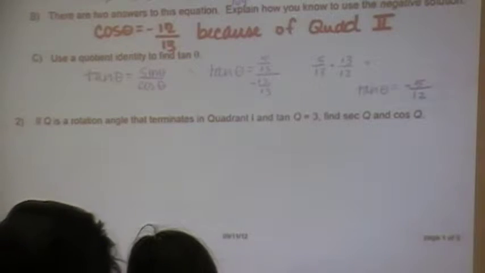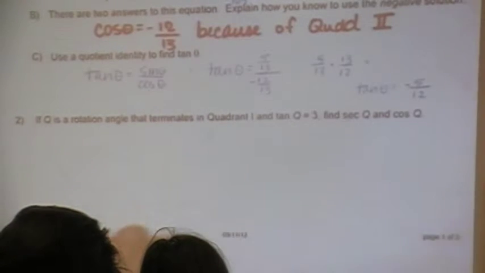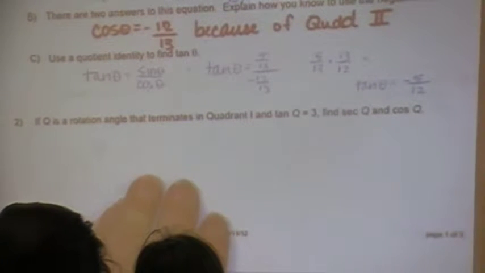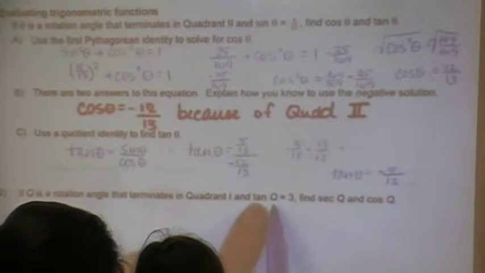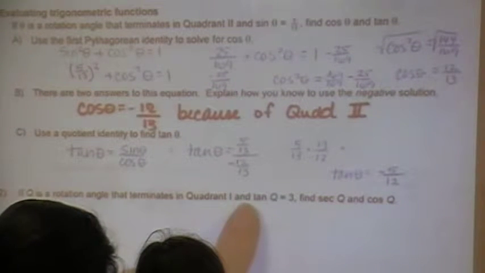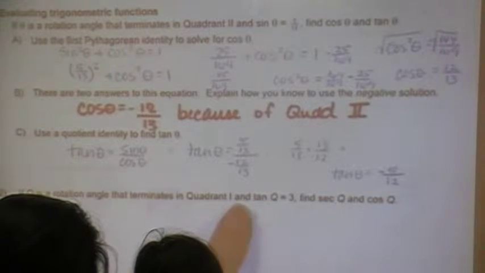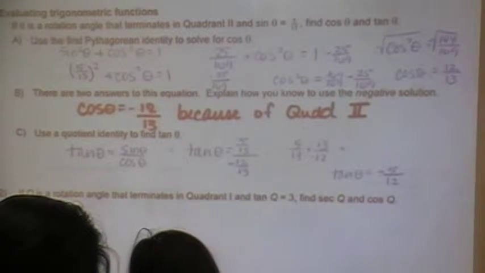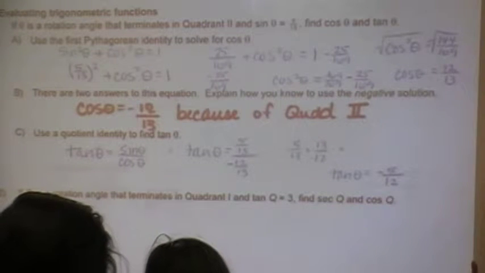Okay, so in this case, the one above it, they told me which identity to use. They said use the Pythagorean identity, use the quotient identity. And this one, they're not telling me which one to use. You have to figure it out. So I know tangent. That's the only known information I have, which means whatever identity I use has to have tangent in it. So if I look at the top of the page, I see 1, 2, 3 identities that have tangent in it. So I've at least cut it down. It's got to be one of those 3.